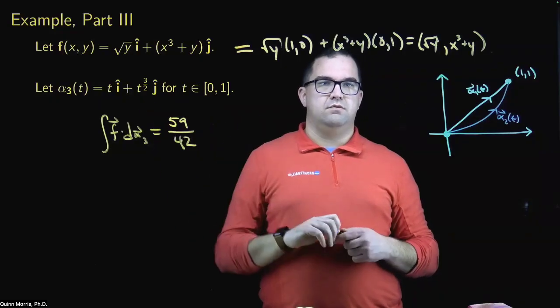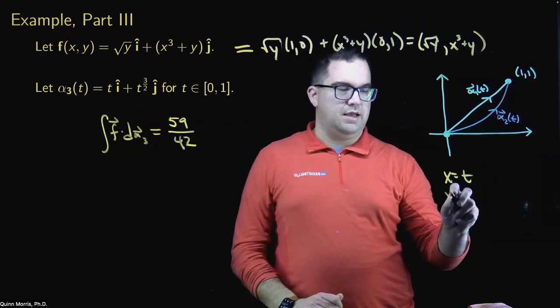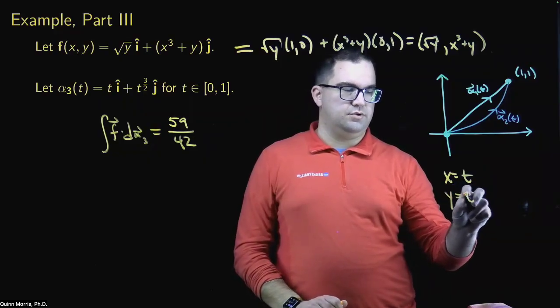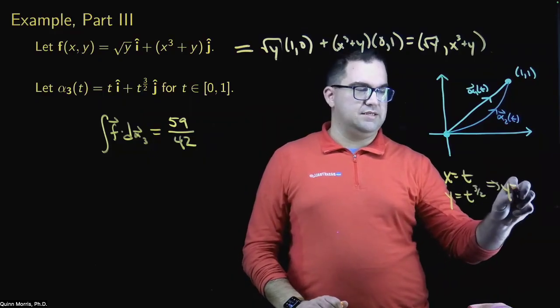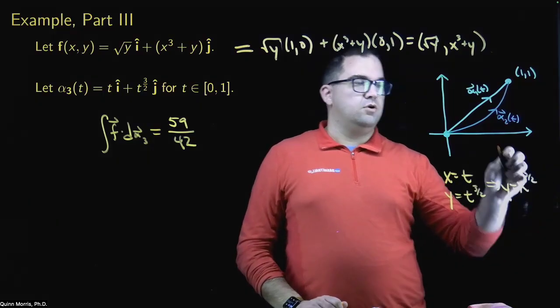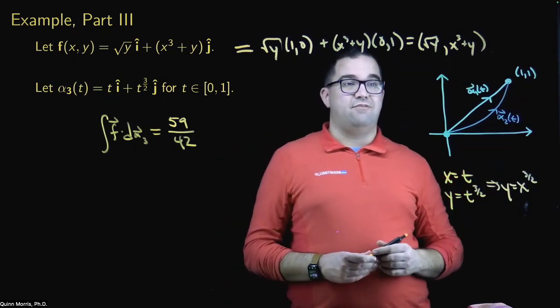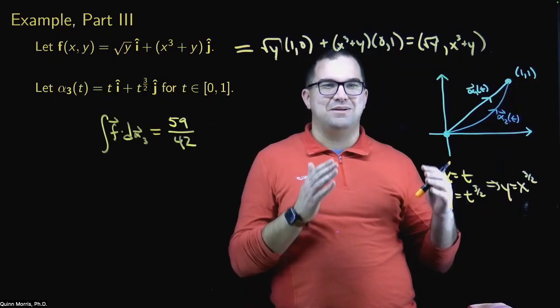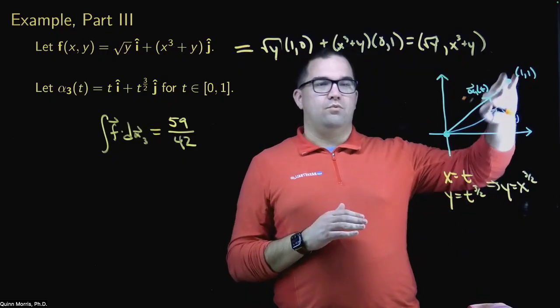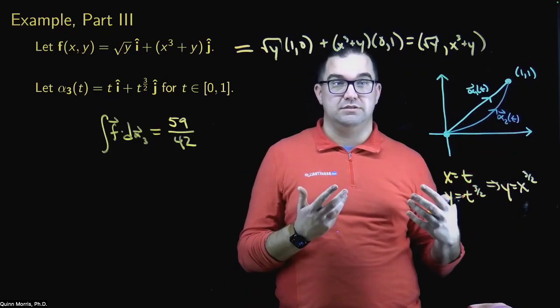Alpha 3 looks like this: x is equal to t, and y is equal to t to the 3/2. So really here we have y is equal to x to the 3/2, which gives me that alpha 3 has the same graph as alpha 2. Now, while technically they're not the same path because the functions are different, we would often say these are the same path with different parameterizations.